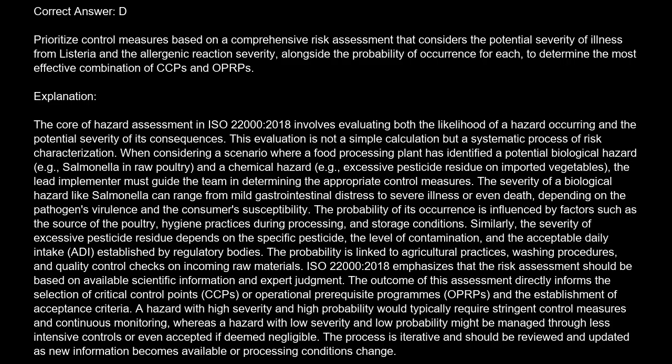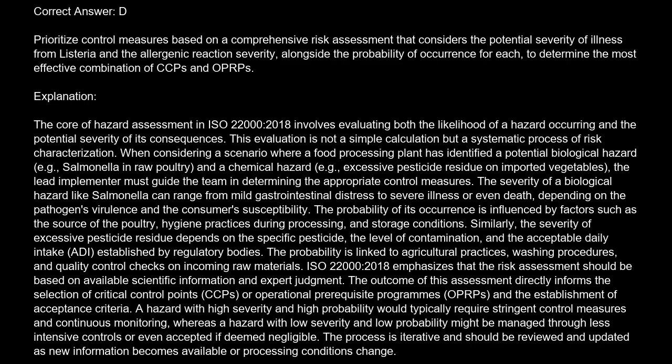the appropriate control measures. Severity of a biological hazard like salmonella can range from mild gastrointestinal distress to severe illness or even death, depending on the pathogen's virulence and the consumer's susceptibility. The probability of its occurrence is influenced by factors such as the source of the poultry, hygiene practices during processing, and storage conditions. Similarly, the severity of excessive pesticide residue depends on the specific pesticide, the level of contamination, and the acceptable daily intake, ADI, established by regulatory bodies. The probability is linked to agricultural practices, washing procedures, and quality control checks on incoming raw materials.